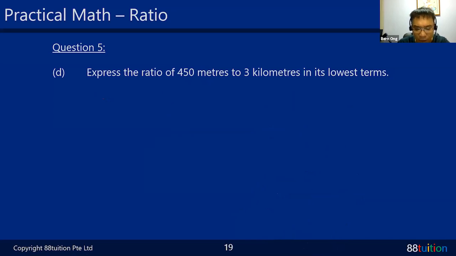Simple. Express the ratio of 450 meters to 3 kilometers in its lowest terms. Ratio. So 450. When you compare ratios, remember the units must be the same. Meters and meters. Okay? 3 kilometers, kilometer to meter, times 1,000, is 3,000. You must compare meters with meters to be fair.